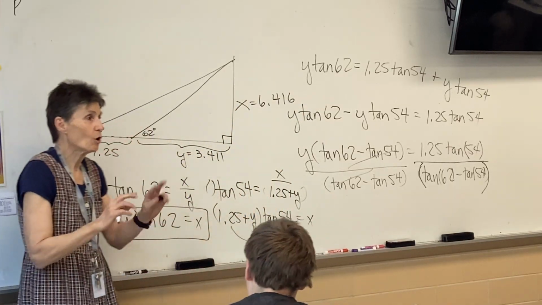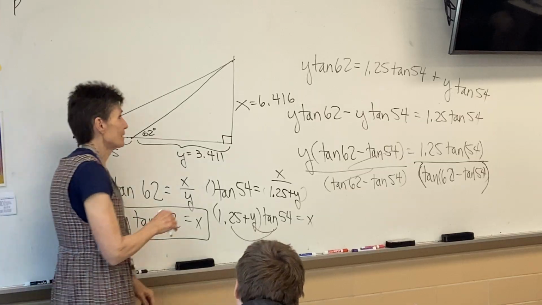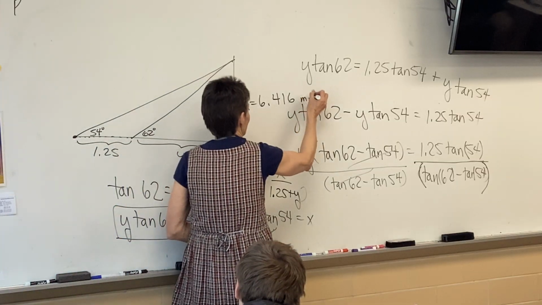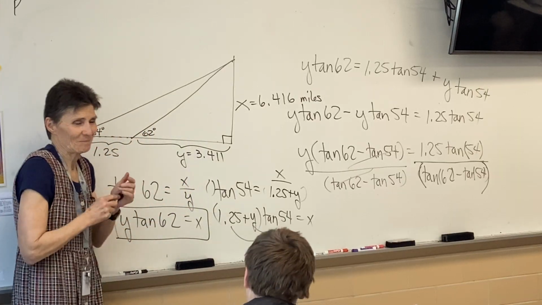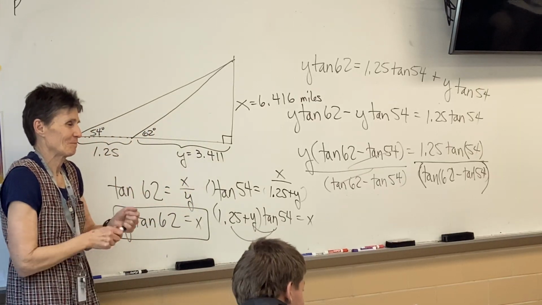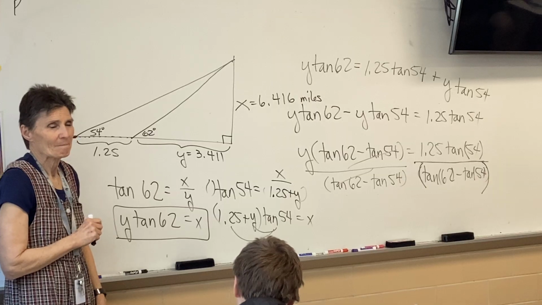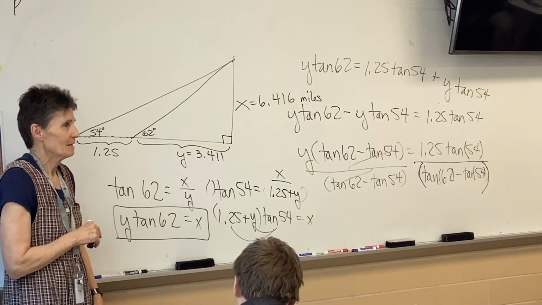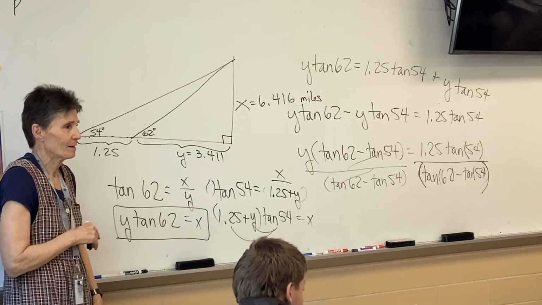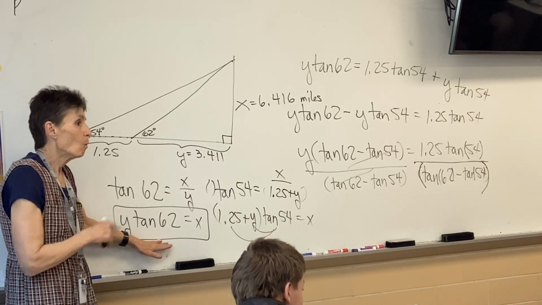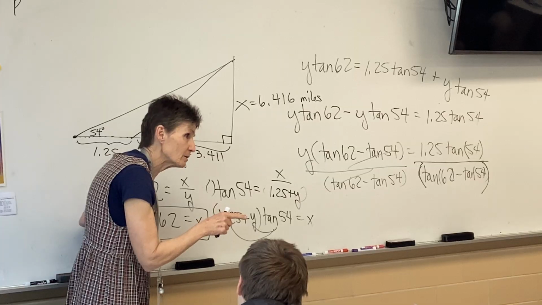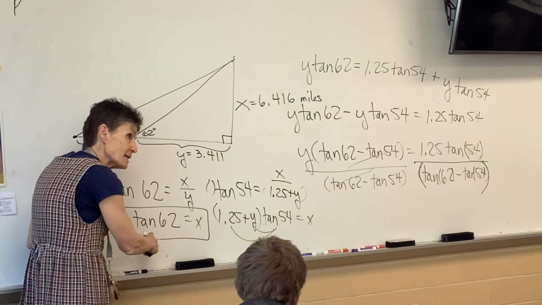Now this is a totally made up problem because the unit on that is miles. So that building is 6 miles tall. Yeah, I made it up. How'd you get that? Sorry, I zoned out on that one. Y is in my calculator. Multiply it by tan 62.